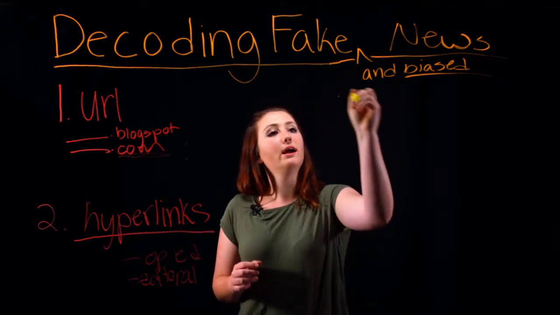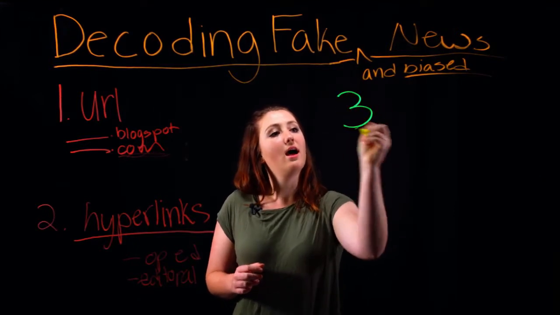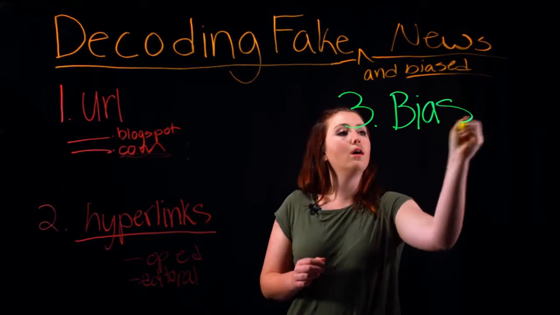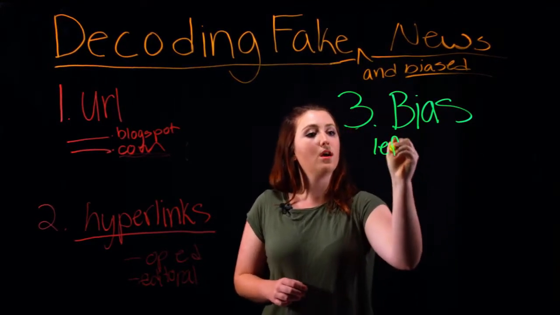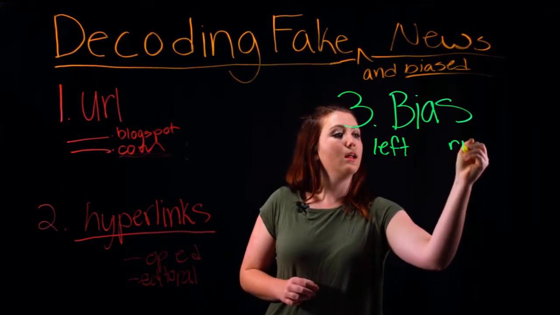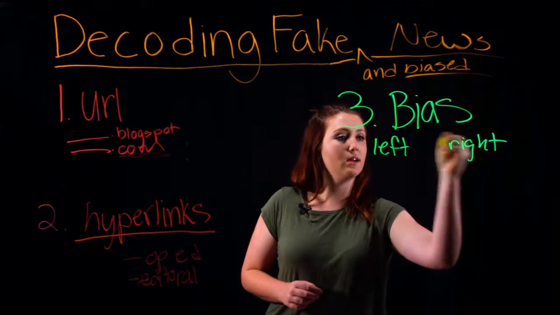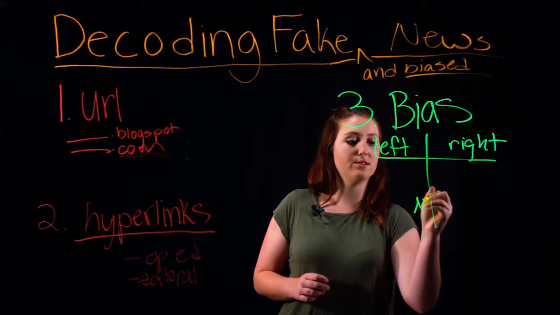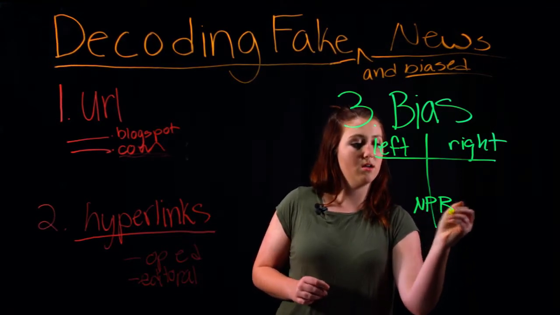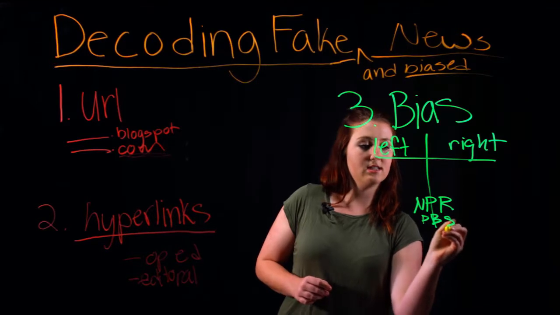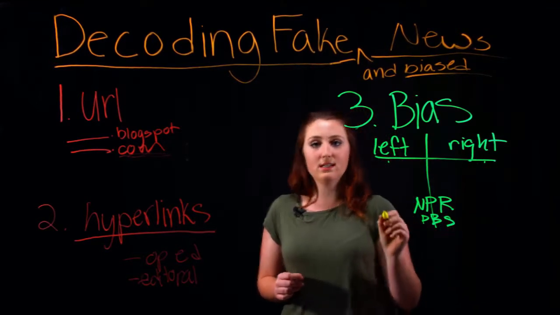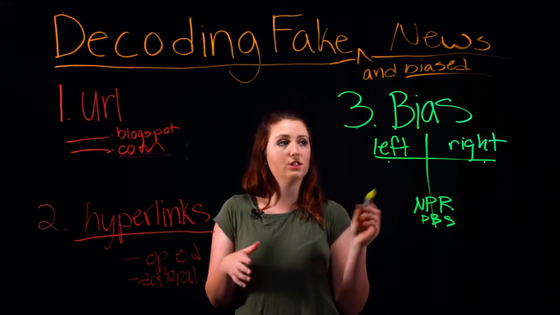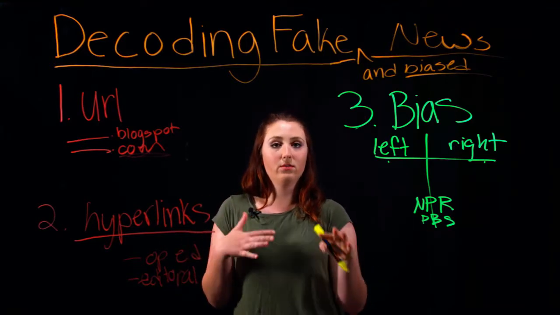So our third piece is biased news. Every type of news source is going to have some type of left or right lean. Some of them come somewhere in the middle, so that tends to be more public media, like NPR, PBS, such things. So a left or right swing doesn't necessarily make something not credible. It just means you need to be more conscious and aware of what you're looking at.